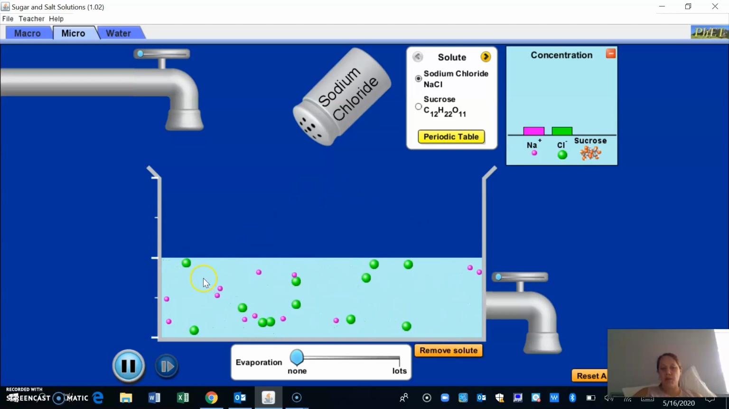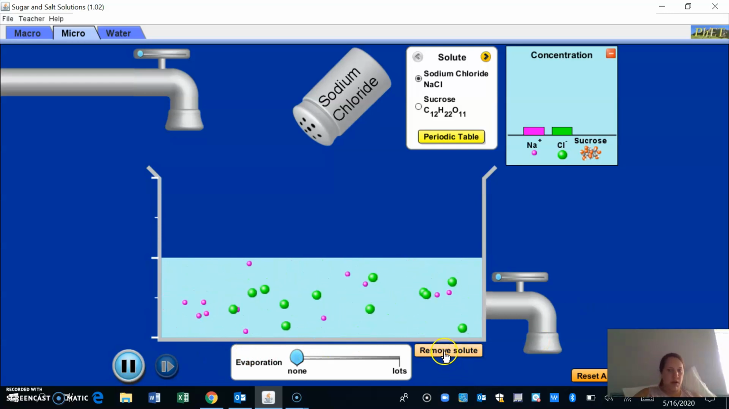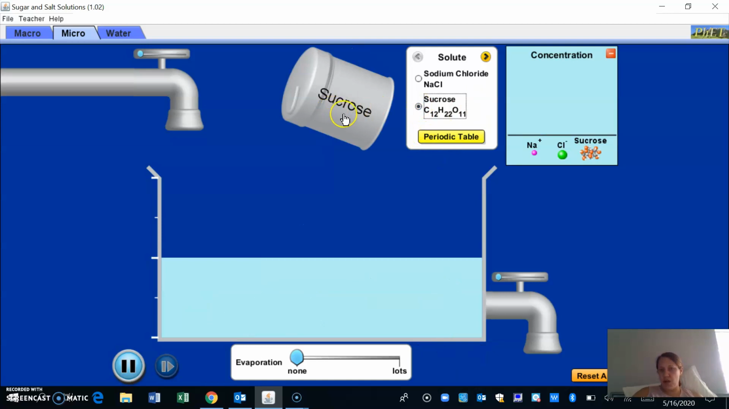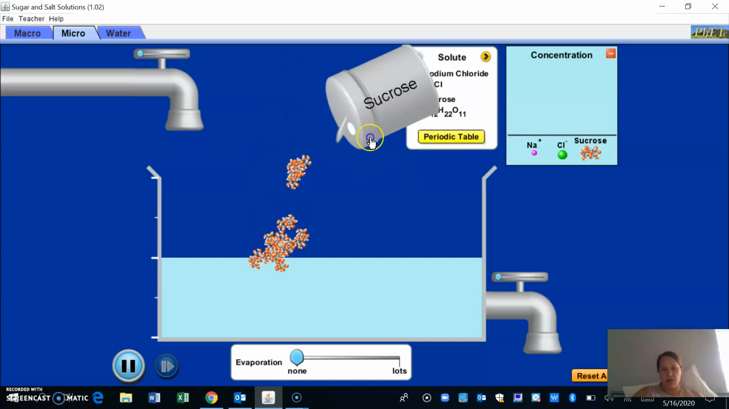If I melted sodium chloride, this would look similar in motion, okay, except that there would be no water in the background, all right? So let's take that out, and let's watch what happens if I put in sucrose, which is a sugar. You'll notice it's carbon, hydrogen, and oxygen, okay? And they are actually making up this covalent substance. So if I put it in there, we've got molecules of sugar, okay?